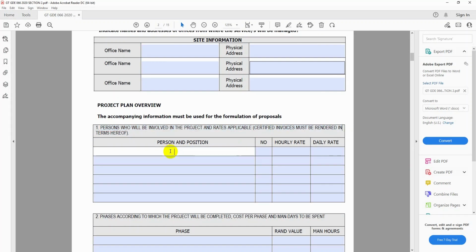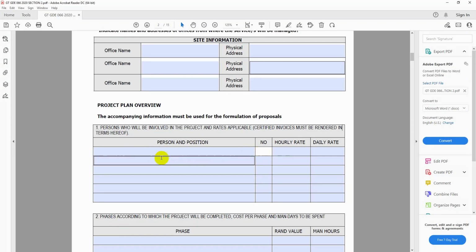So the person, let's say you have chosen 4 sites, for example, that you want to render the service to, as they've given you different corridors, different regions, different offices. Maybe you want to render the services to 4, and then you will need maybe 1 or 2 supervisors for maybe 2 sites. Then you will put the supervisor here. You put the name and the position, which is the supervisor.